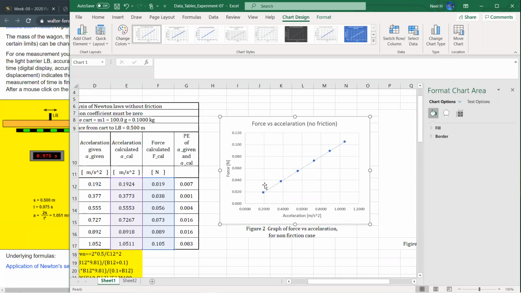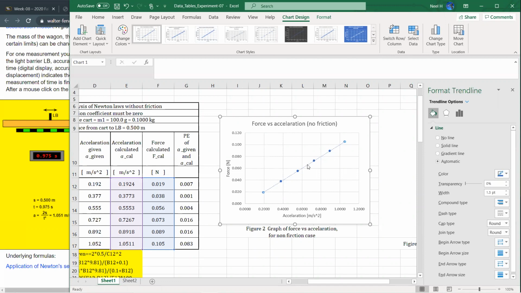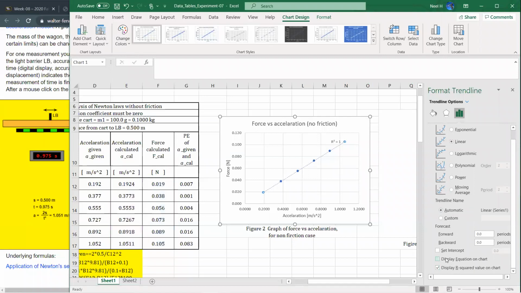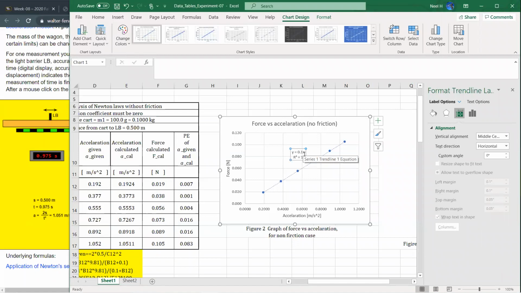Now to check that, I need to see the equation of this trend line, right? Bring the mouse cursor on top of the trend line anywhere, double click, right hand side very top, third icon, trend option, go all the way to the bottom, click all of these 3 options. Then you should see the equation show up. On that equation, the number in front of the x should be now the mass of the cart. Okay, mass of the cart is 0.100 kilogram. That's exactly what we're getting, 0.1.